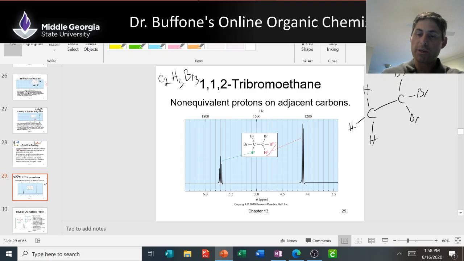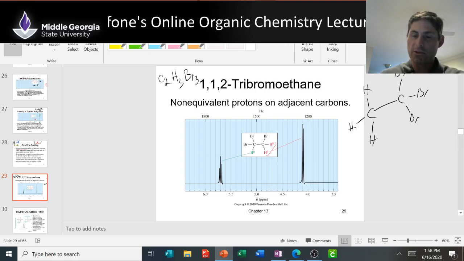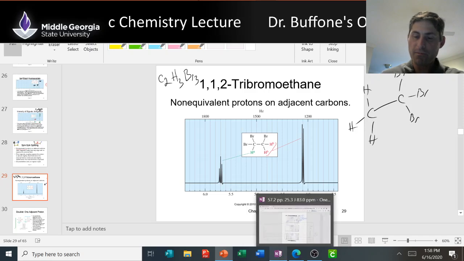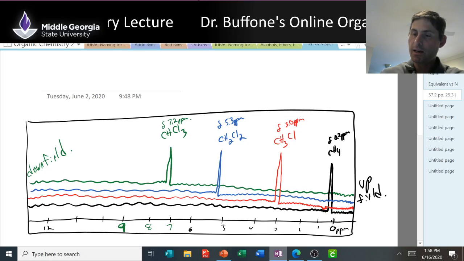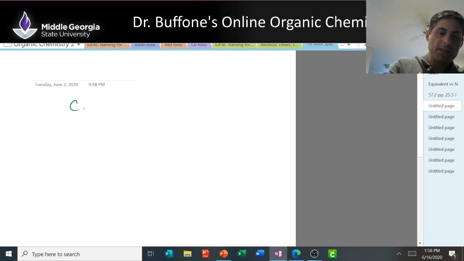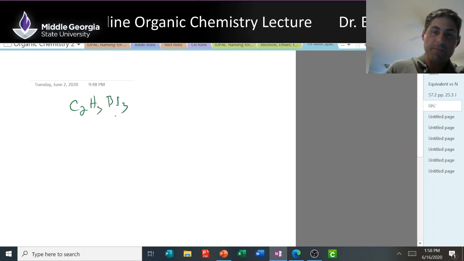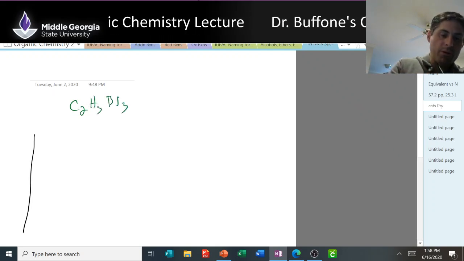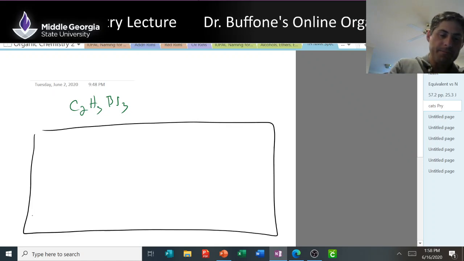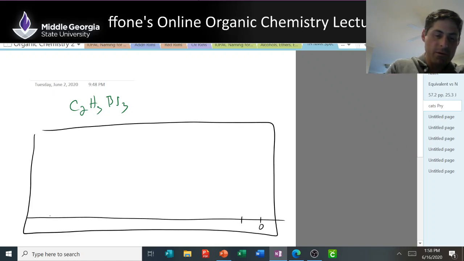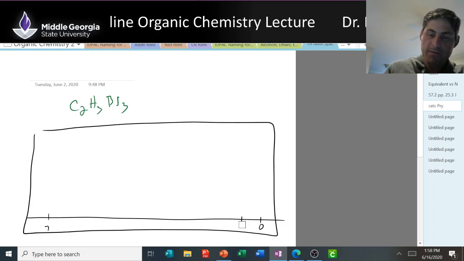In this case, we get 2 signals, and then they just kind of zoomed in between 3.5 and 6 for the NMR spectrum. I'm going to go over here and kind of show us for the C2H3Br3 what we would actually see. I'm going to go out to 7.